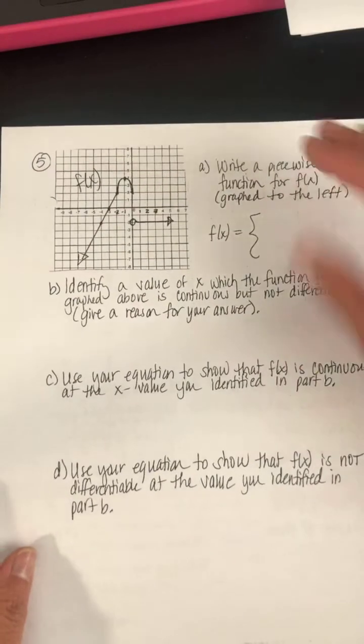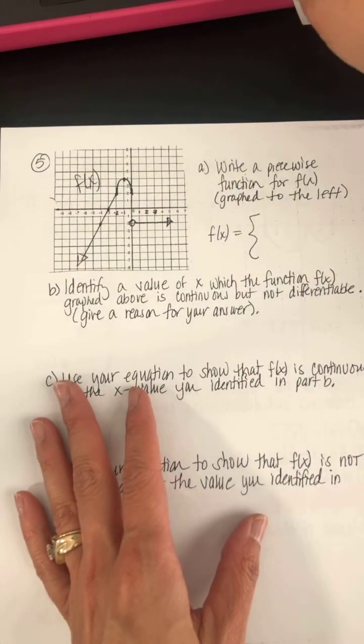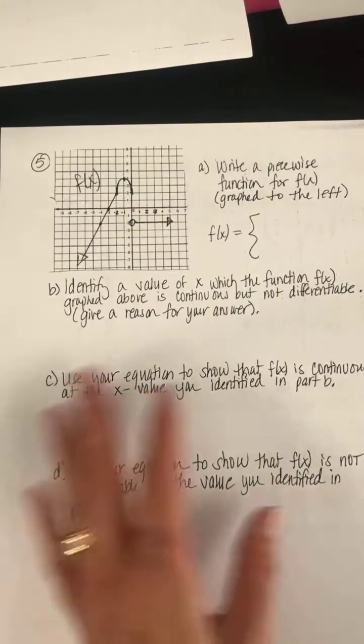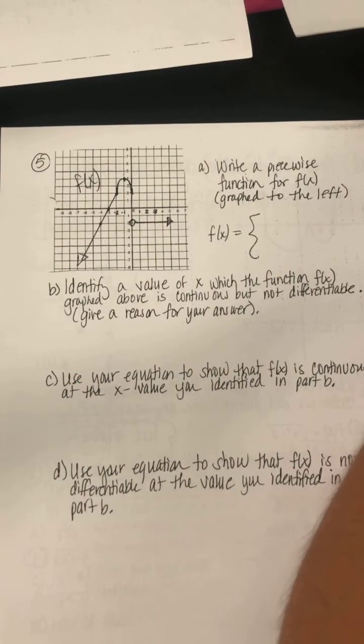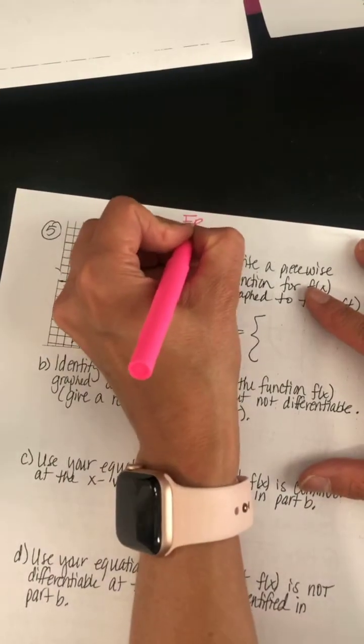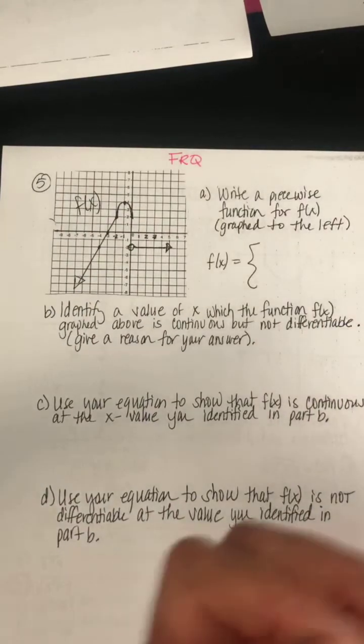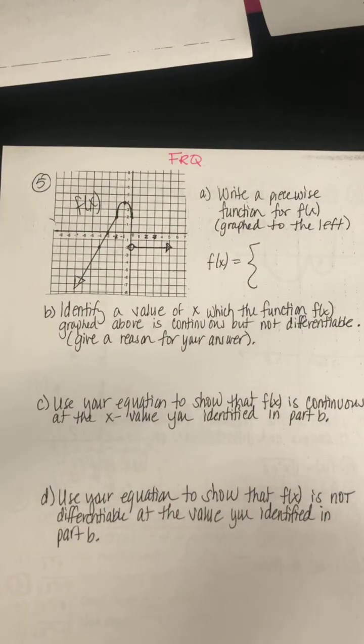All right. Number 5. We started this one for warm-ups on Friday. You should have already written the piecewise function, but I'm going to go over that again with you guys so you can get a nice little refresher on it. This is going to be very similar to the FRQ that you're going to get on the quiz. So this is a good FRQ practice, and you'll have another one on your review, I think. Yeah, you should. So it's a piecewise function.